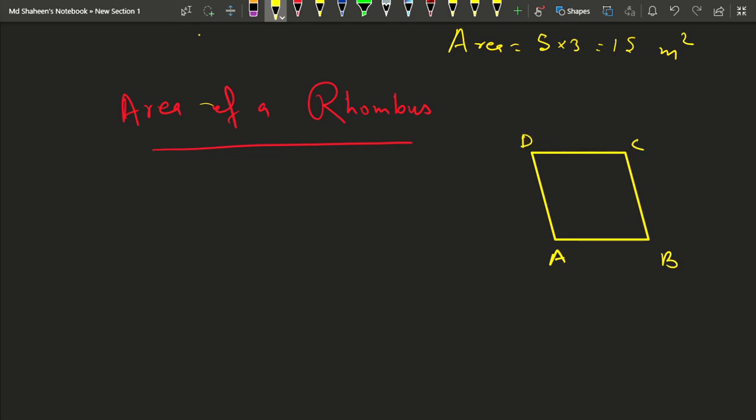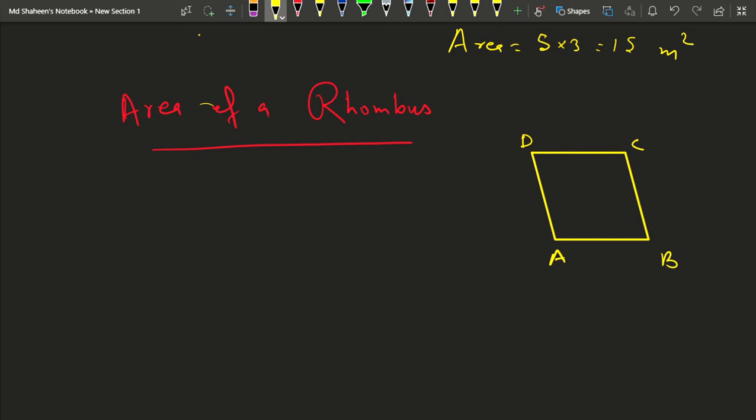A rhombus is like this. In a rhombus, all sides are equal, like AB equals BC equals CD equals DA. All sides are equal and opposite sides are parallel. So AB will be parallel to DC and AD will be parallel to BC, and AB equals BC equals CD equals DA.